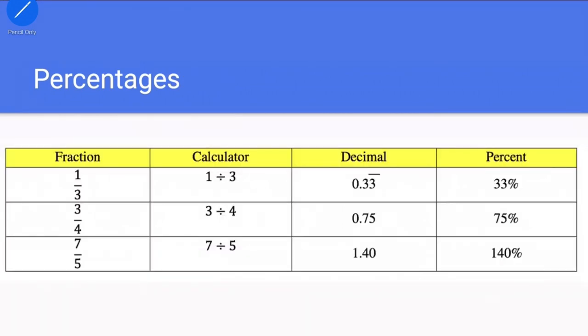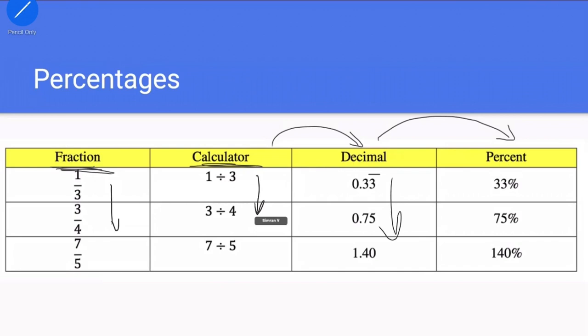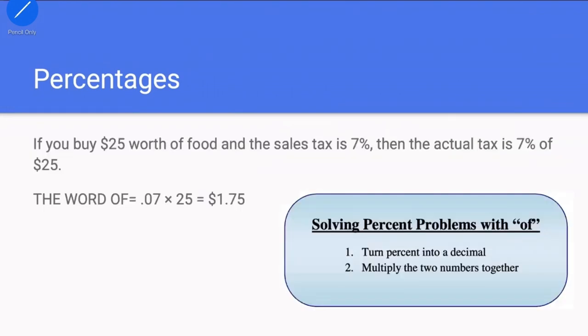And I'll just go into that now. Percents, all of this is just a little table. 1/3, 1 divided by 3, which is 0.33, and then it goes into 33%. It happens for all the rest of them. 3 divided by 4, 7 divided by 5, you get 75% and 140%. And yeah, pretty simple stuff.